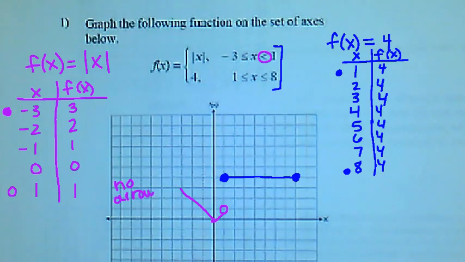No arrow. This does not go on forever, so do not put an arrow. Okay, so for number 2, 3, and 4 actually, we are going to talk about how we would use a piecewise function in an actual word problem.